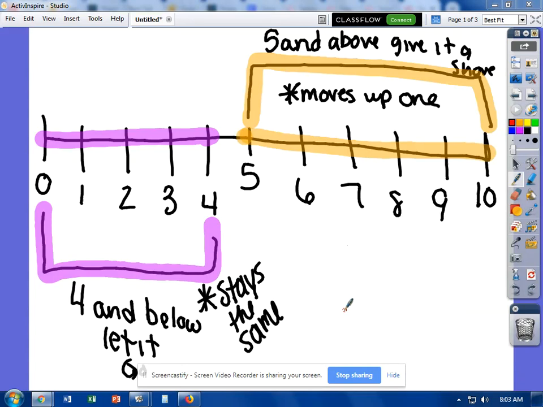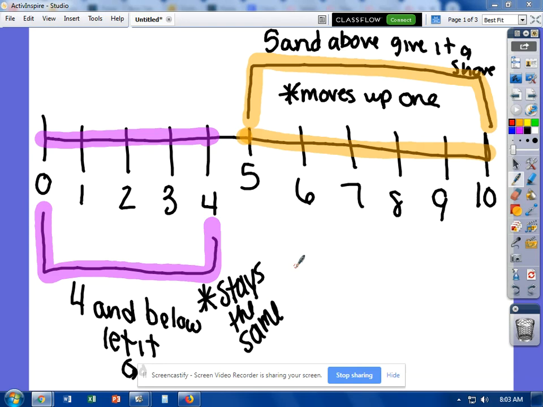Rounding is lesson 1.4 in your Go Math book, so let's get started on the review. This is a number line you should all have in your folder. It's a really important number line because it helps us figure out if we change our place value or if it stays the same. If you remember, we always circle our place value, but directly behind it we underline it.